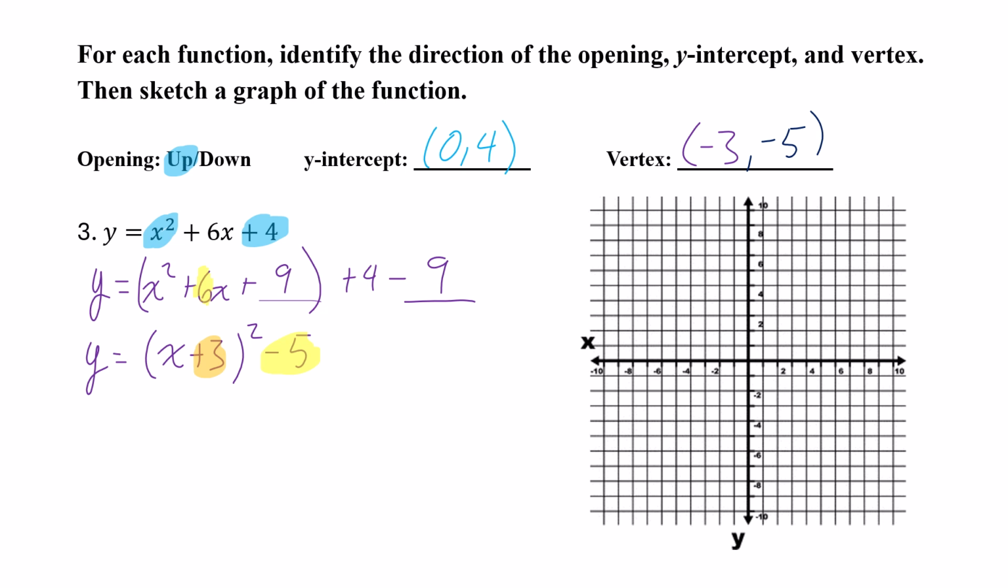So let's go ahead and plot that. (-3, -5) is going to be down here. Our y-intercept is (0, 4), and that's 3 units from our axis of symmetry. So I can sketch that down here, so I know that my other point is going to be 3 units on the other side. I can use that to sketch a nice smooth curve for our parabola.